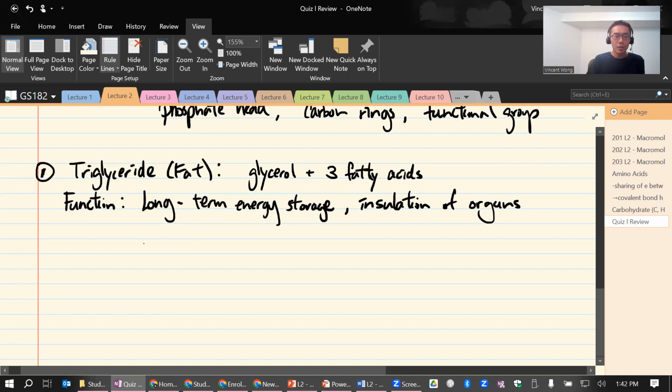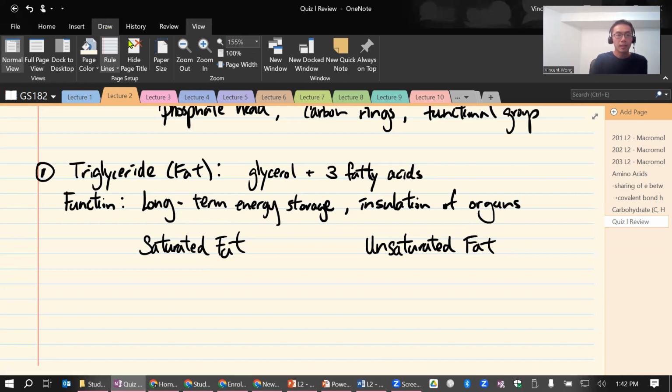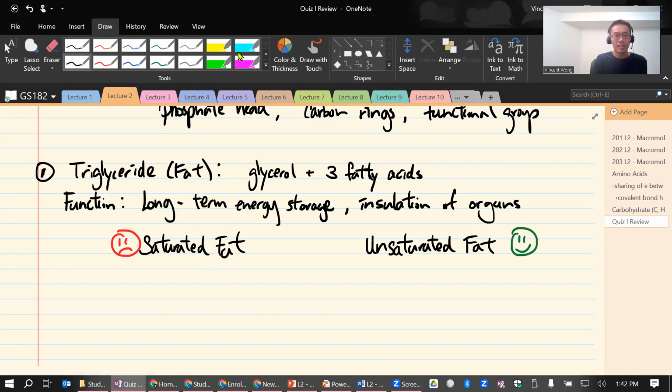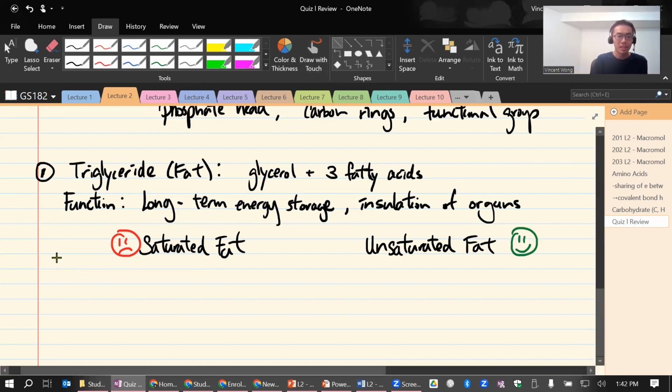So let's talk about the difference between saturated and unsaturated fat. Okay, so first of all, this is not so healthy, and this is healthier. Okay, I wouldn't go drink a cup of olive oil necessarily, but it's the healthier choice.